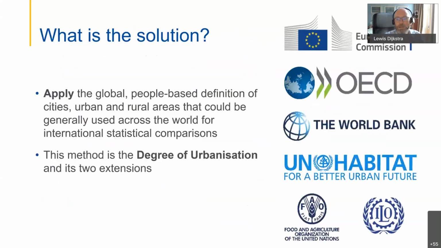So what we did is we created a coalition of 6 international organizations. I work for the European Commission, and it was really the DG I work for, the Joint Research Center, from whom you'll hear later, and Eurostat that worked on this intensively. Then we had the OECD, the World Bank, UN Habitat, FAO, and ILO. And we all wanted to create a global people-based definition of cities, urban, and rural areas. And this is what I'll be presenting here briefly.